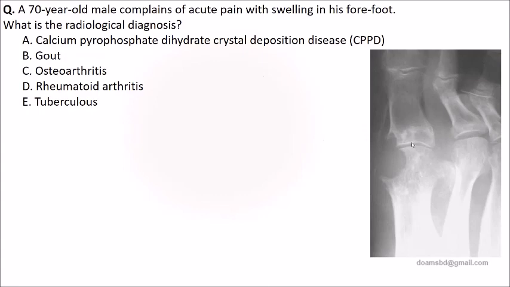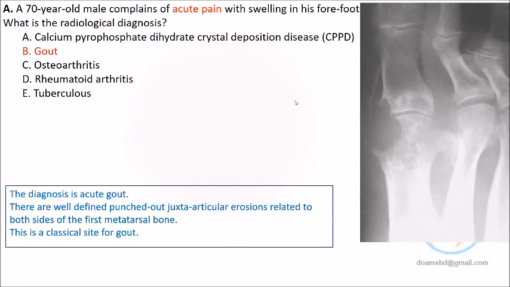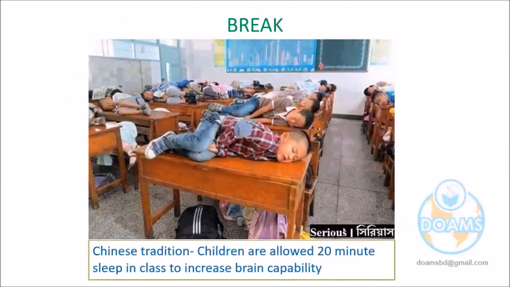First metatarsophalangeal joint. There is another name of this arthritis. Can anyone say? This is gout, and it is called podagra. Acute gout. Well-defined, punched out lesion. You see, punched out in the bone. Okay. Still radiology not finished, but X-ray is over now.